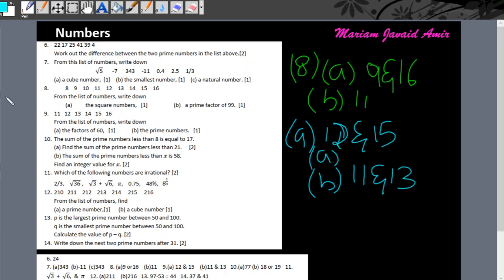Okay. Question 10, which says the sum of prime numbers less than 8 is equal to 17. Find the sum of prime numbers less than 21.